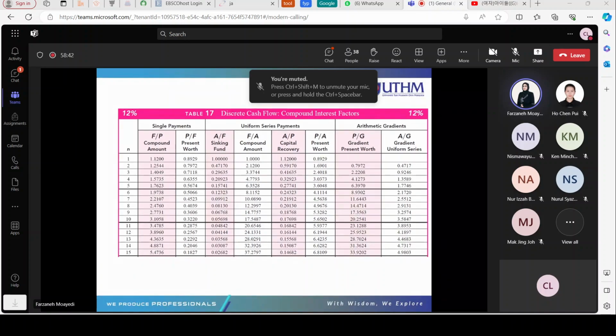No matter how long the duration is, even if the duration is 1 year, 5 years, or 10 years, there's only going to be one-time payment. So if we are talking about one-time payment, it's included in the single payment. So you're going to be using the first column or the second column. For now, we only focus on these two columns.